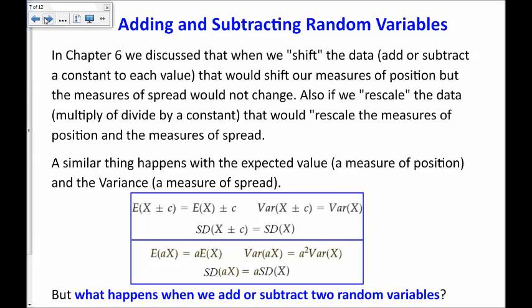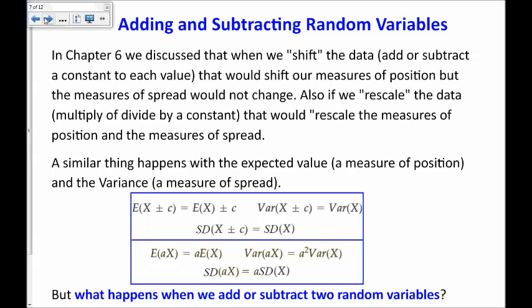A similar thing happens with the expected value, which is a measure of position, and the variance or standard deviation, which are measures of spread. Okay, there's some boxes down here. Nothing here should be really new to you. It follows the same rules we talked about back in chapter 6. Okay, the point of this chapter is what happens when we add or subtract two random variables, not a constant, but another random variable.